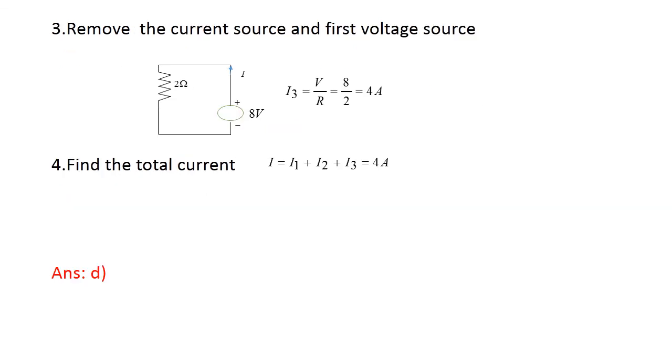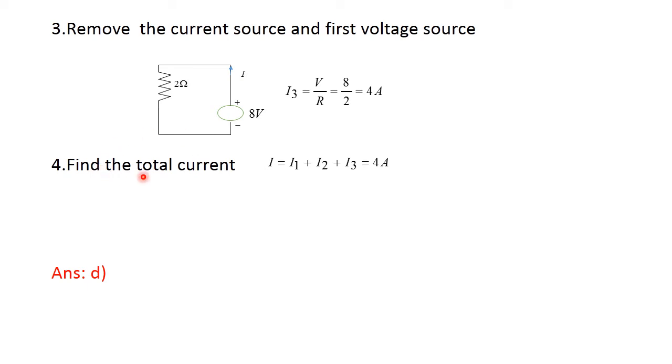Then third step is to remove the current source and the first voltage source. So you will be getting the circuit like this. We will be having only one voltage source of 8 volts. So this is the current I. So here I3 is equal to V by R. So that is equal to 8 by 2, that is equal to 4 ampere.